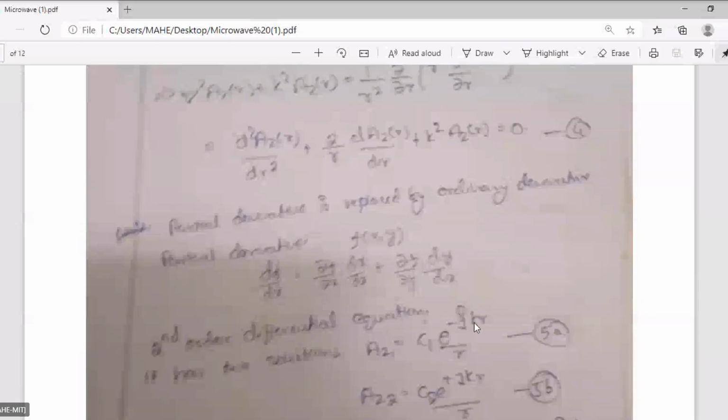So now what does this represent? E to the power of minus jkr. You have seen this is a solution of the wave equation. So it represents a wave. This represents a wave traveling in the positive r direction. Because if you see e raised to power minus j beta z, it gives a wave traveling in the positive z direction. Beta is nothing but k here. Beta is 2 pi by lambda.